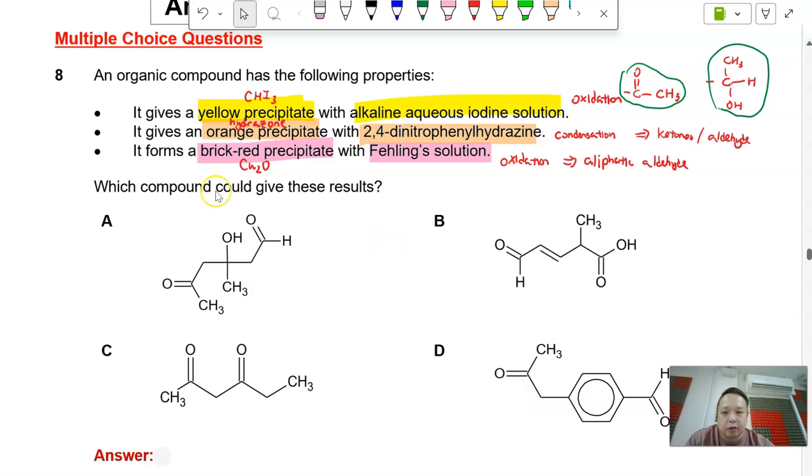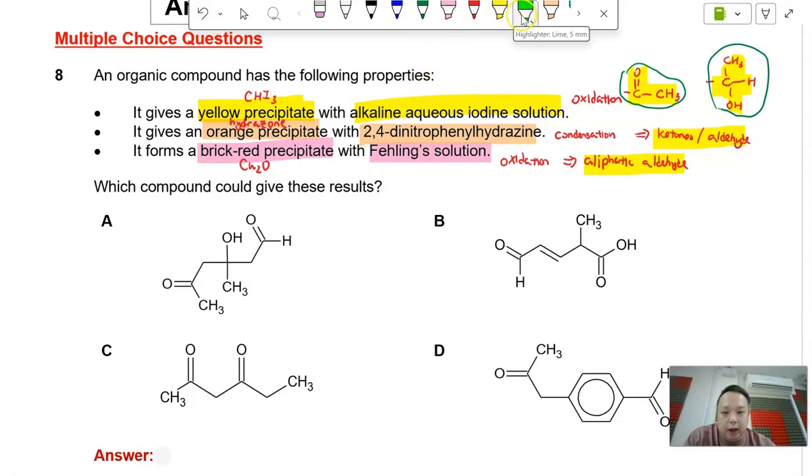So basically, in this question, you just need to choose a compound that has all of these functional groups: a ketone, an aldehyde, an aliphatic aldehyde to be more exact, and then we have your methyl ketone or your methyl alcohol. Okay. So I'll use yellow for the alkaline aqueous iodine, orange for 2,4-DNPH, and then pink for your Fehling's reactivity.